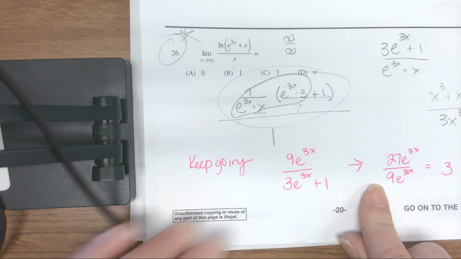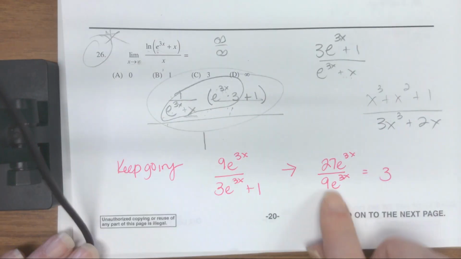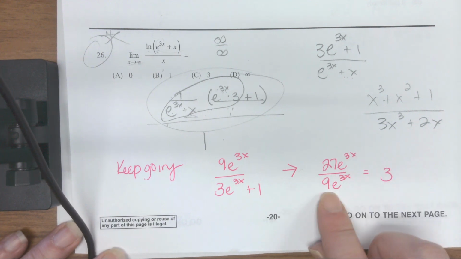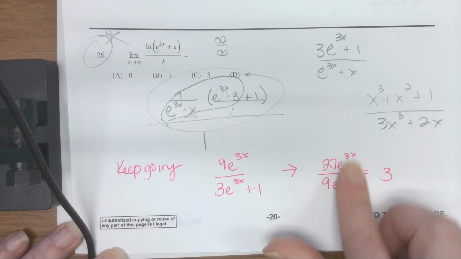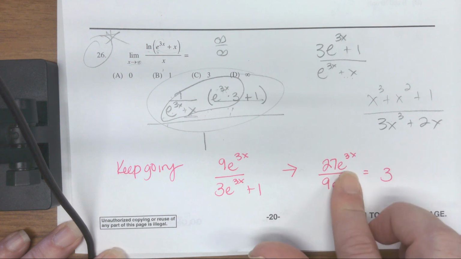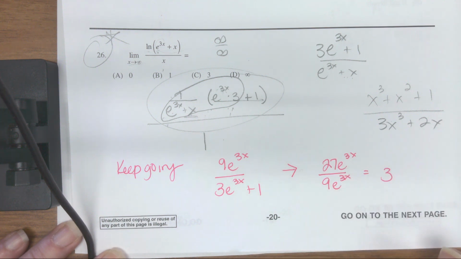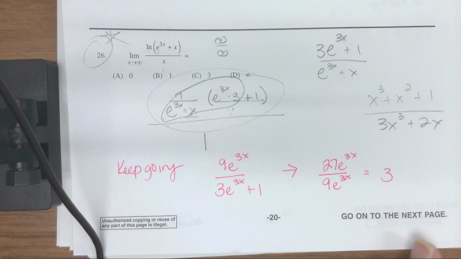If we go one more time, we get 27e to the 3x over 9e to the 3x. Now I can cancel that. 27 divided by 9 is 3. So we just needed to keep going on that.